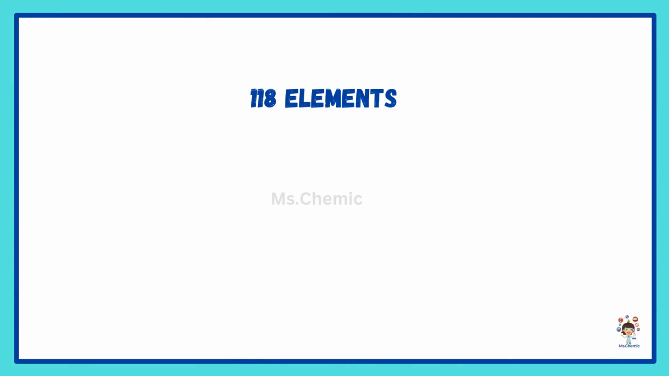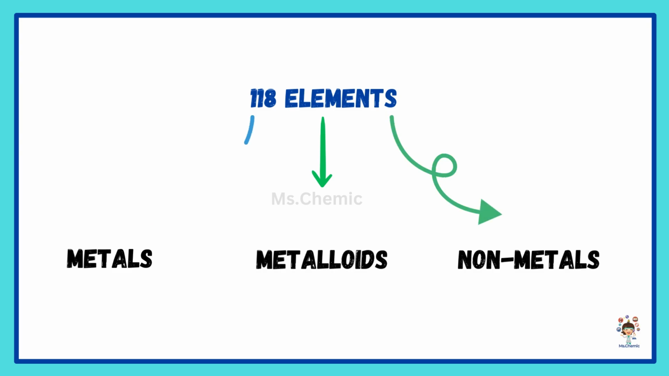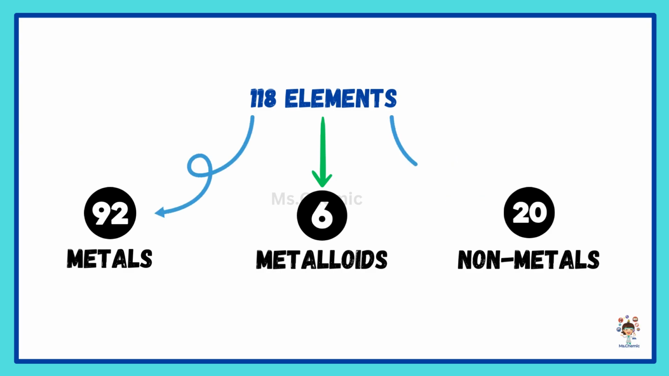We know that there are 118 elements in the periodic table. These elements are classified as metals, metalloids, and nonmetals. Out of these 118 elements, 92 elements are metals, 6 elements are metalloids, and 20 elements are nonmetals.